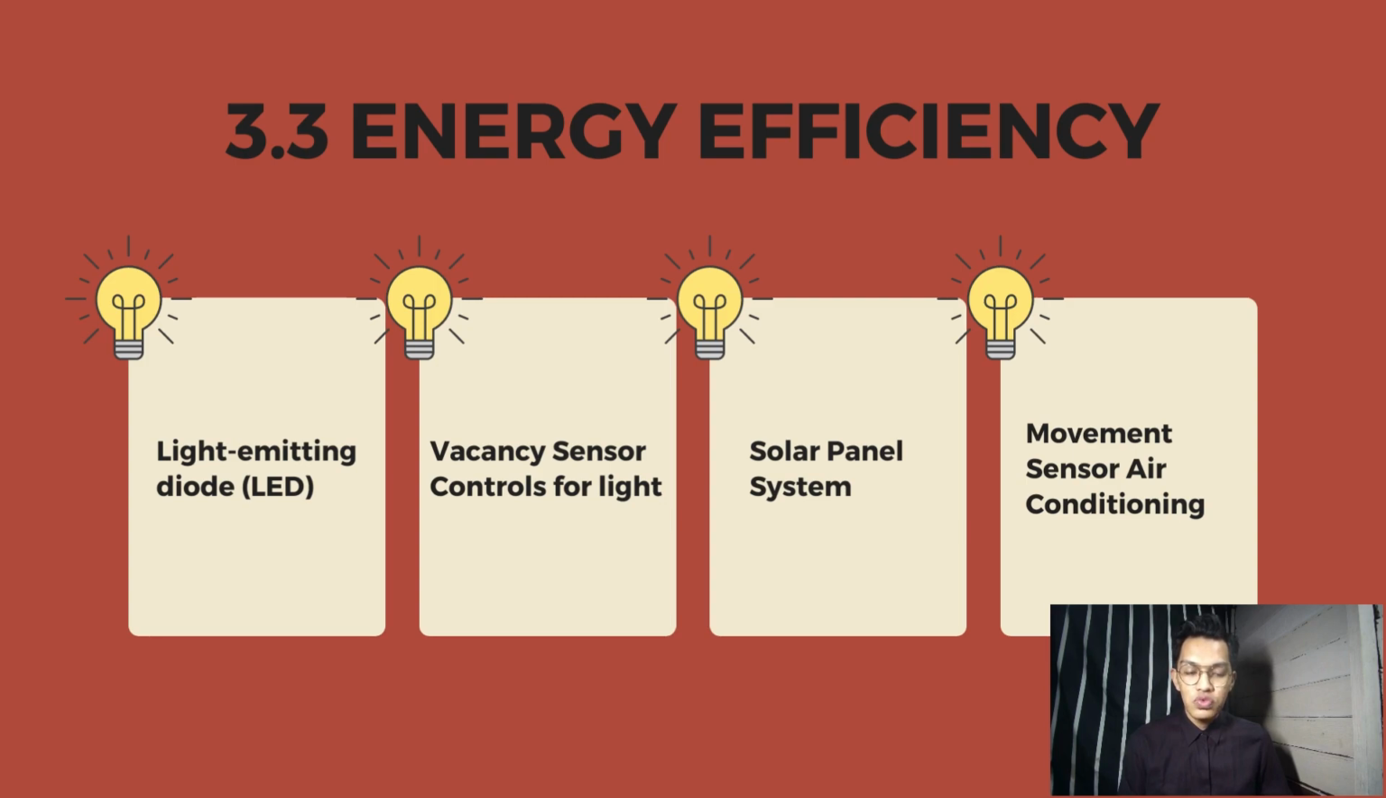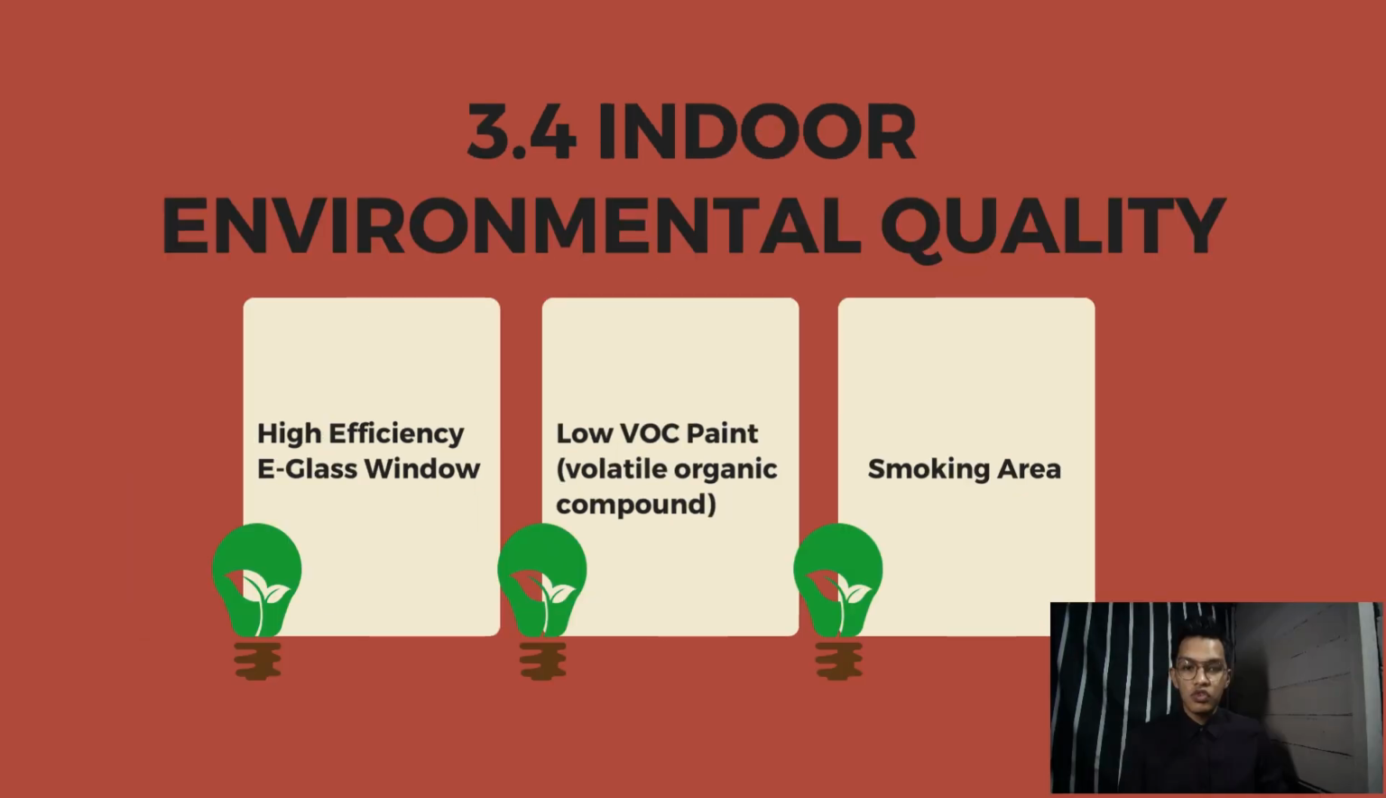For energy efficiency, we use light emitting diode, which is LED, and we also use vacancy sensor control for lights, a solar panel system, and lastly movement sensor air conditioning. For indoor environmental quality, we use high efficiency low-E glass windows, and for the painting of the building, we use low VOC paint, and we also build a special smoking area.